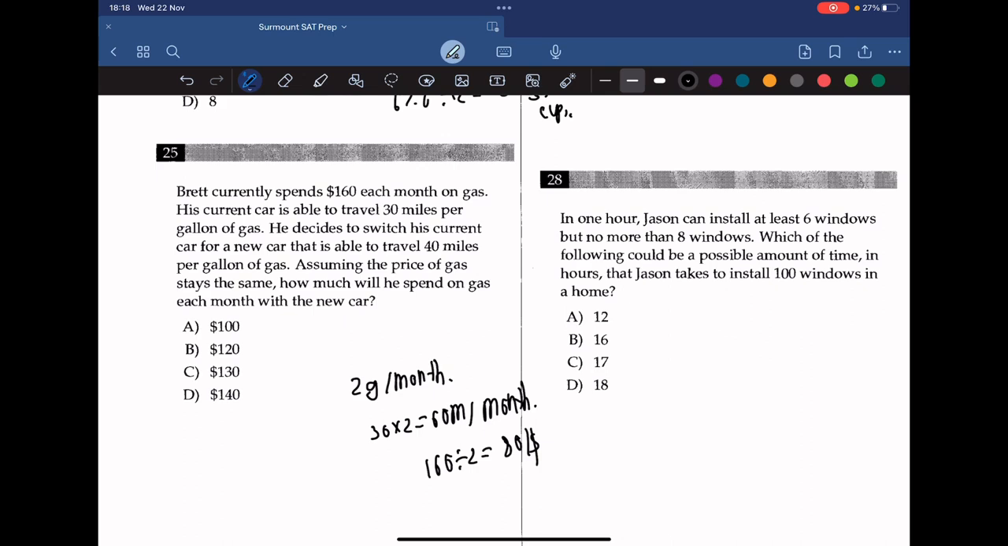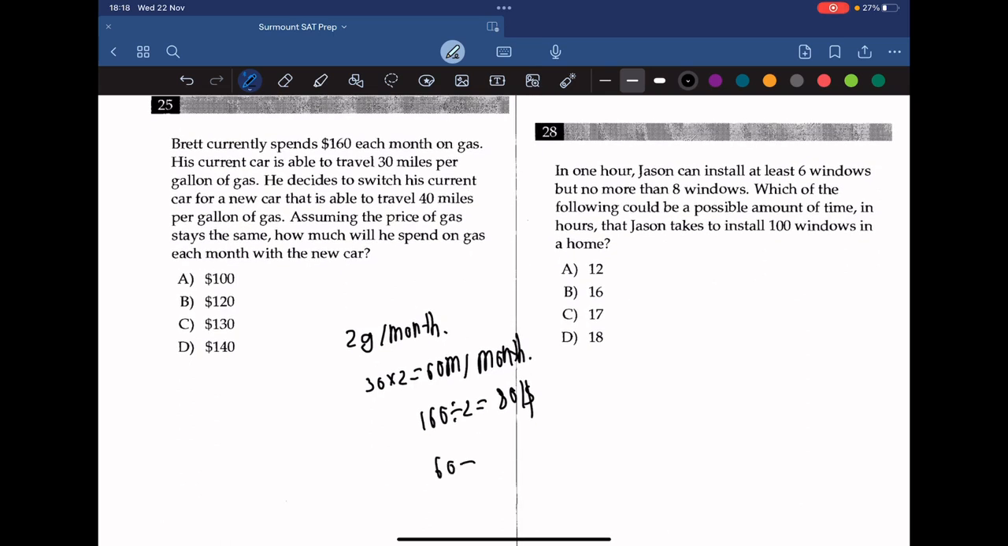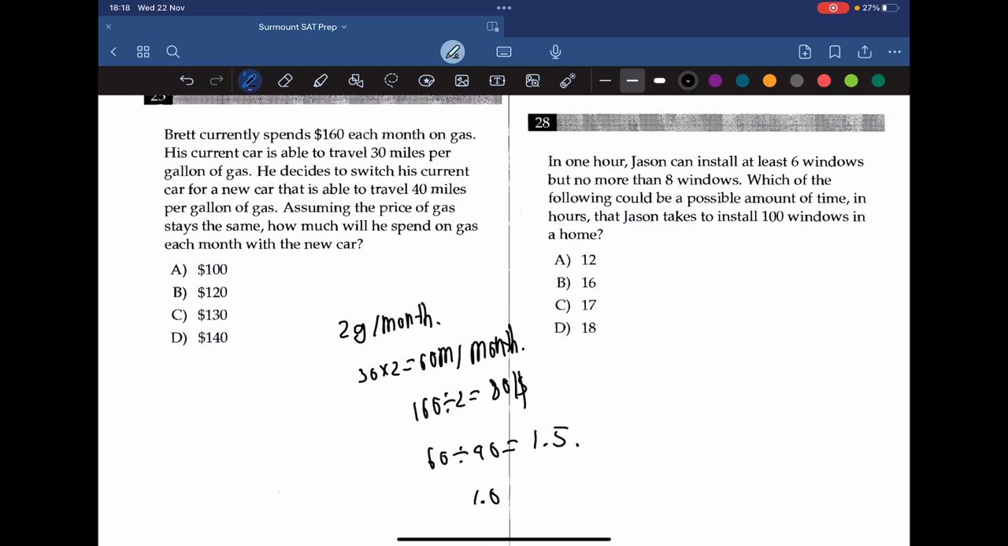Now, if he switches to a new car, he only needs 60 divided by 40, which is 1.5 gallons of gas each month. And because the price of gas stays the same, that will cost him 1.5 times 80, which is $120 a month. So the answer is B.